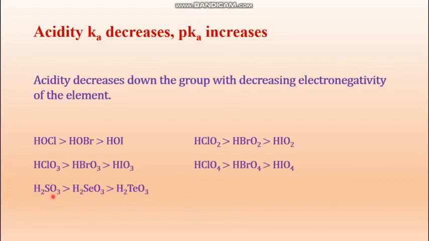So H2SO3, sulfurous acid, H2SeO3, selenious acid, H2TeO3, tellurious acid. Among them, H2SO3 has the highest acidity, and H2TeO3, tellurious acid, has the lowest acidity.